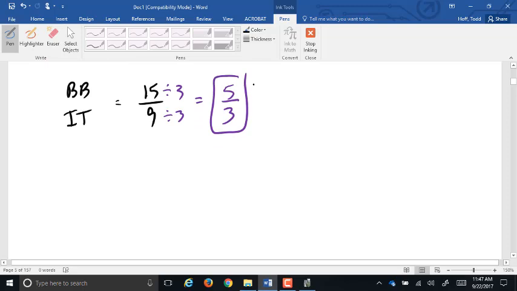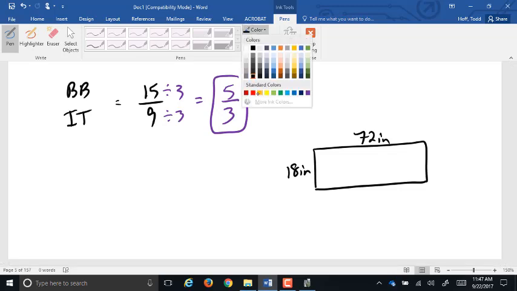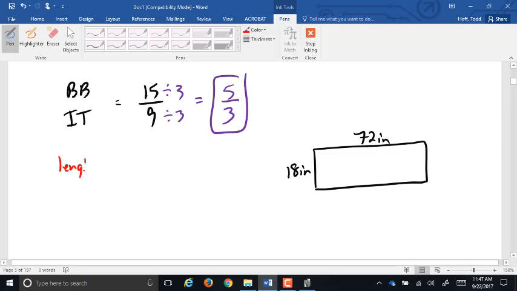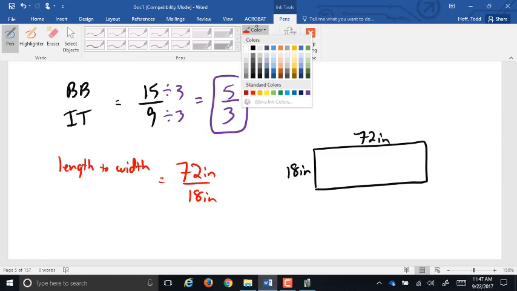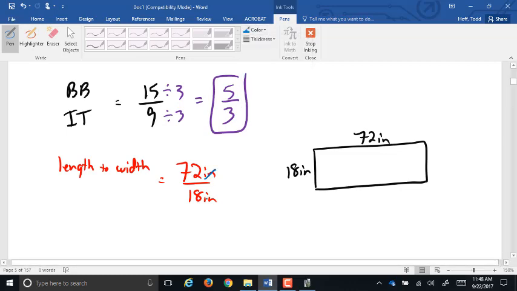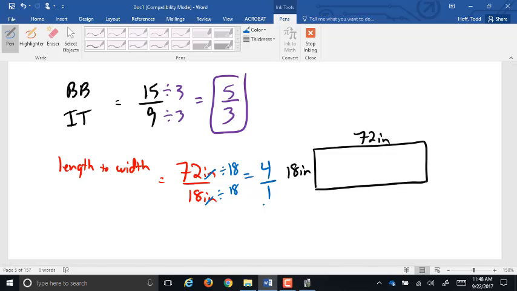Another example might be the tables that are in the classroom here. The tables in our classroom, 18 inches wide by 72 inches long. If I did a length to width ratio, well, the length is 72 inches, the width is 18 inches. You notice just like in fractions, I can cancel out. The inches cancel out. Both of those can be reduced. To save time, I'll tell you they can both be divided by 18. 72 divided by 18 is 4. And 18 divided by 18 is 1. If this were just a fraction, I would just write that as a 4. But it is still a ratio. We have to compare 2 numbers. So we would have to leave it as 4 to 1.